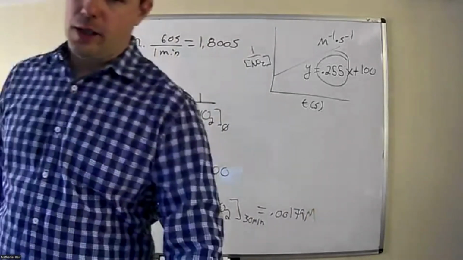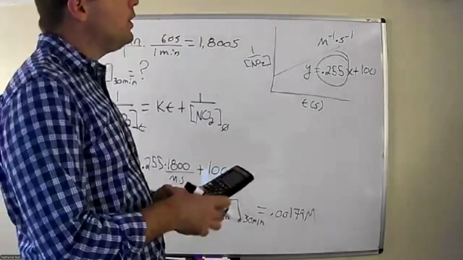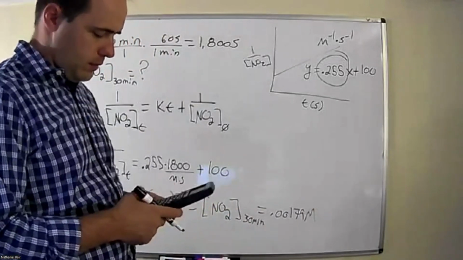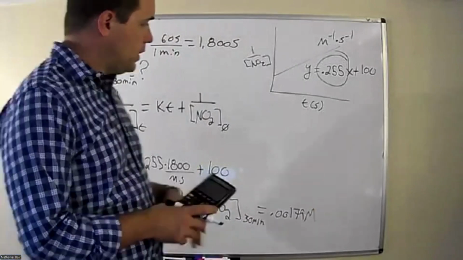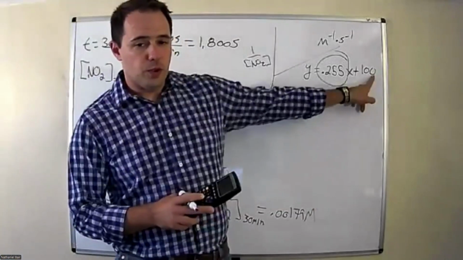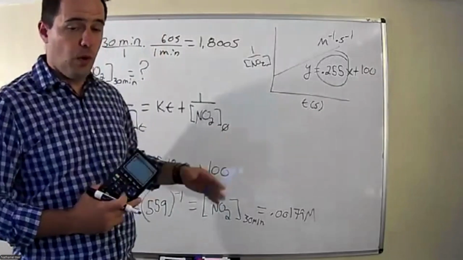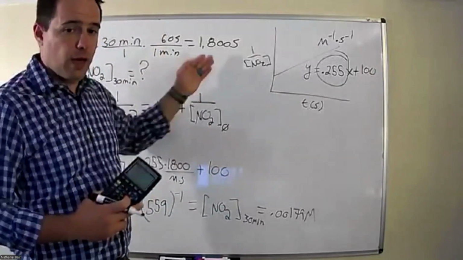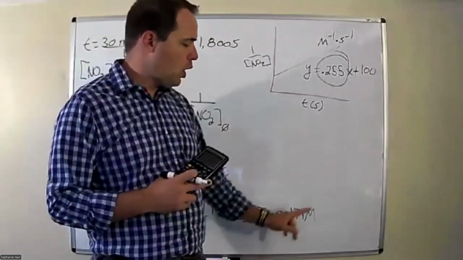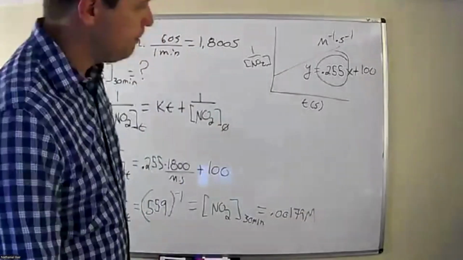So if this is the reaction we were running, we can figure out what we started with here. If we do the inverse of 100, the inverse is going to be 0.01. We started with 0.01 molar, because I know 1 over the initial concentration was 100, so the inverse of 100 is 0.01. We started with 0.01 molar of NO2. After 30 minutes or 1,800 seconds, we've gone from 0.01 down to 0.00179.